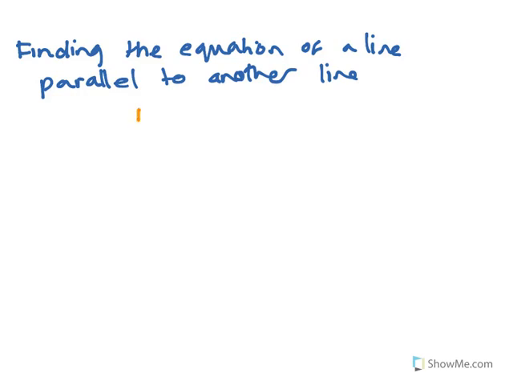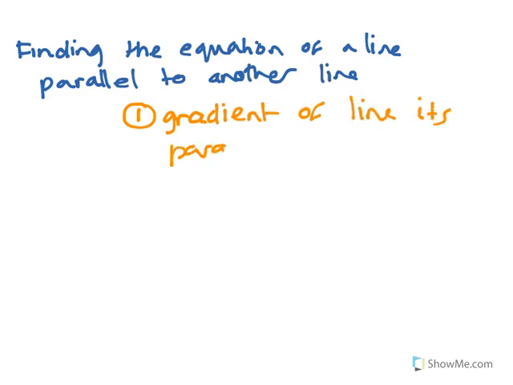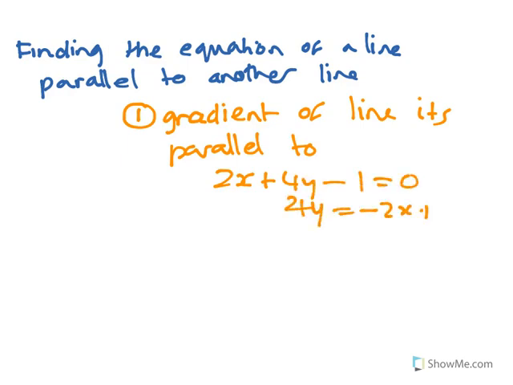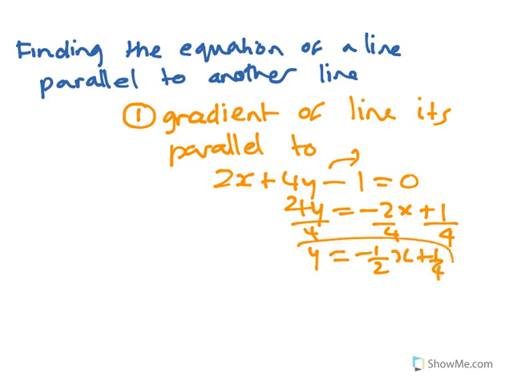Okay, so your steps for this: you need to find the gradient of the line it's parallel to. To do that, sometimes you might need to rearrange it. So say it was that, you need to put it into gradient y-intercept form. So you change the sign, divide by 4, so you get y equals minus a half x plus a quarter. So see, you can get the gradient.